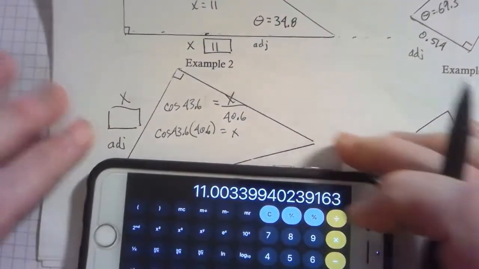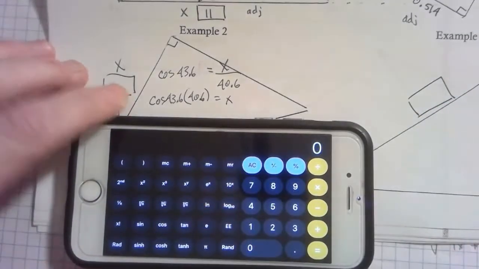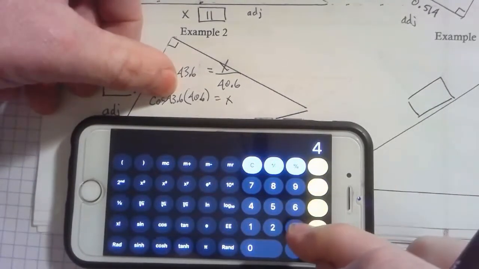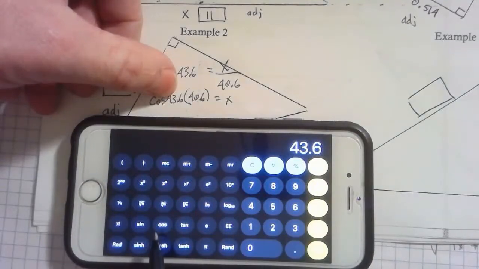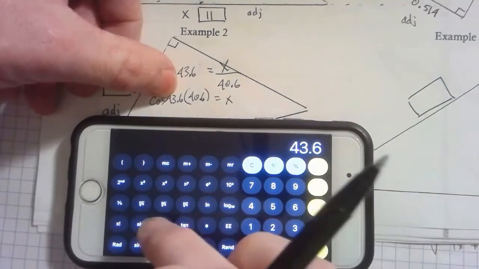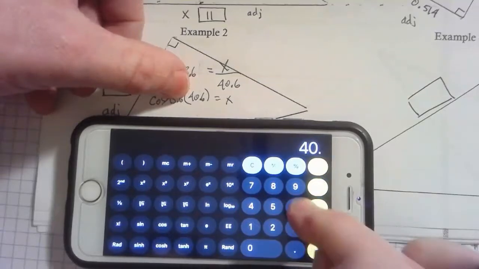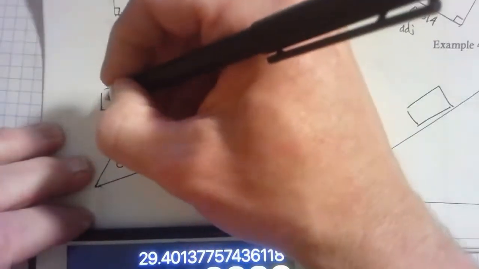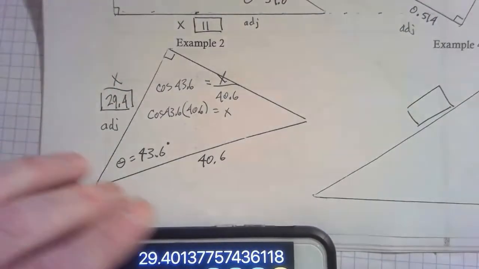I'll break out the calculator, clear everything out. I'll start with that cosine of 43.6. So remember, type in the angle first, 43.6. Get the cosine, this button right here, times 40.6, hit equals 29.4. There we go.